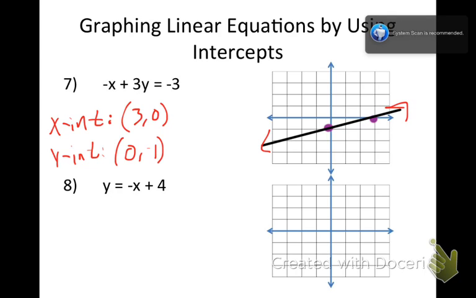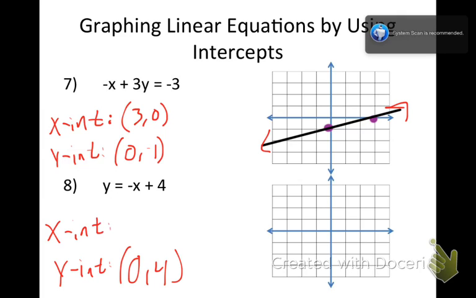8. Now, 8, the y-intercept's pretty easy, right? What's the y-intercept, Jake King? 4, right? You get rid of the x and that's 0, 4. Because I cover up the x and I solve and I get y equals 4. See it? Okay. Now the x-intercept's a tough one.